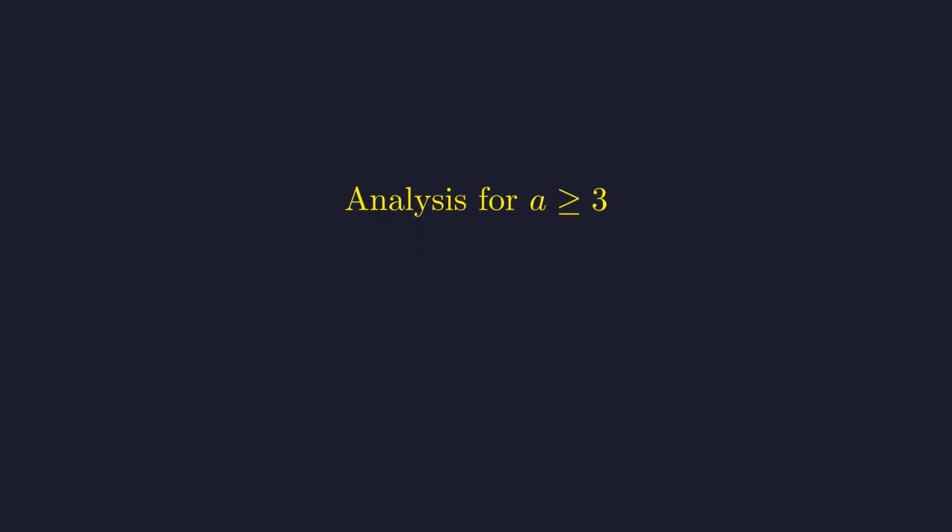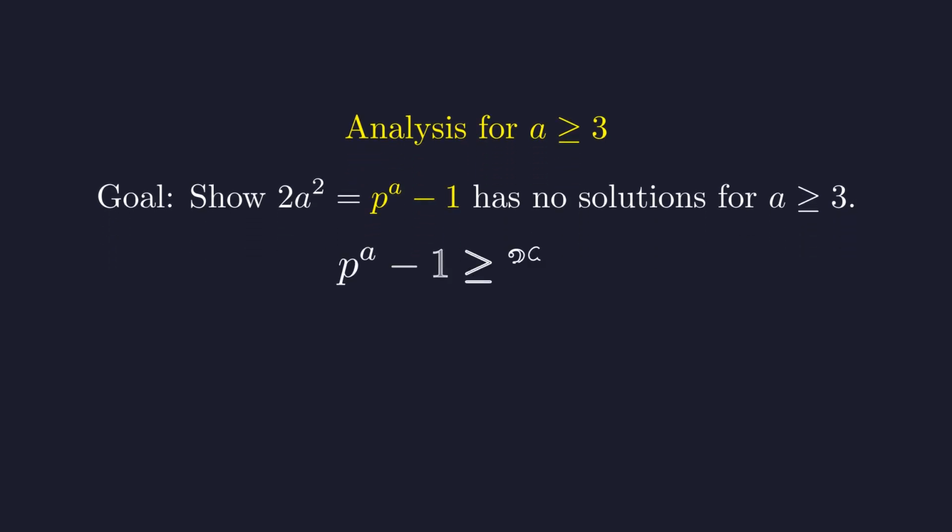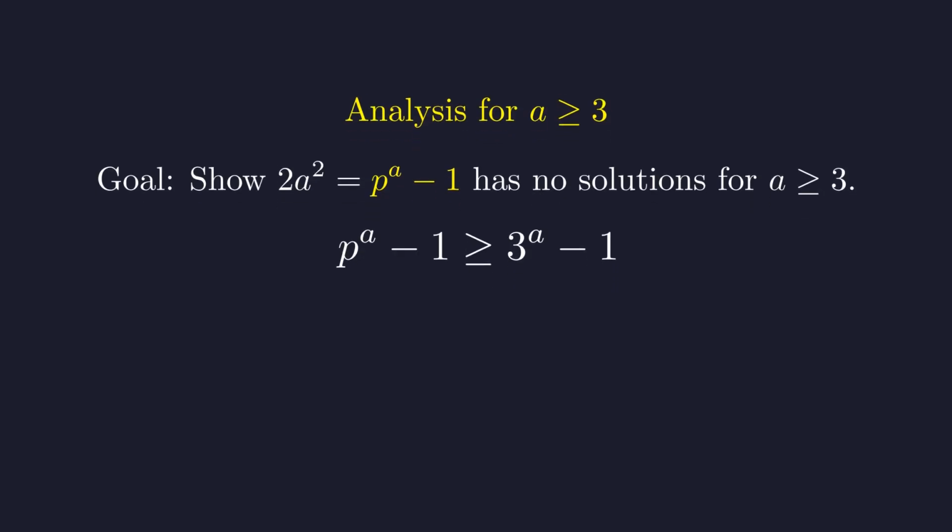What about for a greater than or equal to 3? We must prove that no more solutions exist. Our goal is to show this equation has no solutions for any a greater than or equal to 3. Since p is an odd prime, the smallest possible value for p is 3. This gives us a useful lower bound for the right-hand side. p to the a minus 1 is always greater than or equal to 3 to the a minus 1.